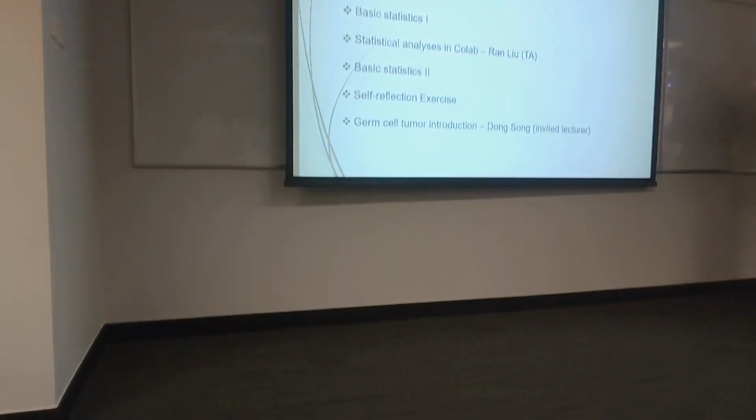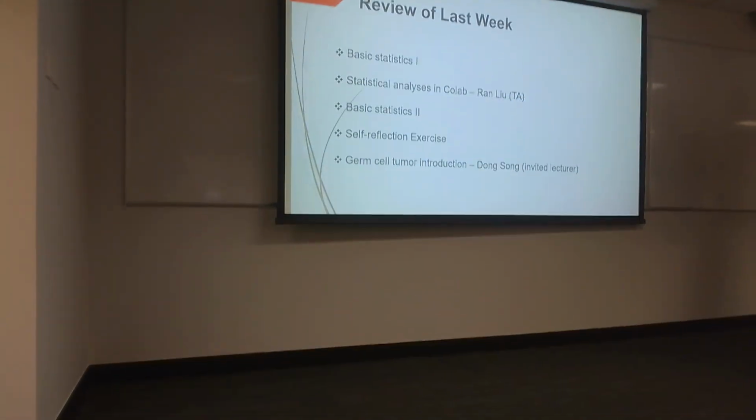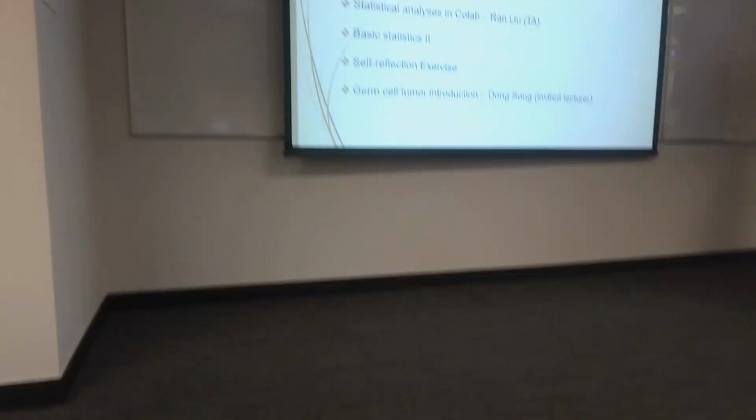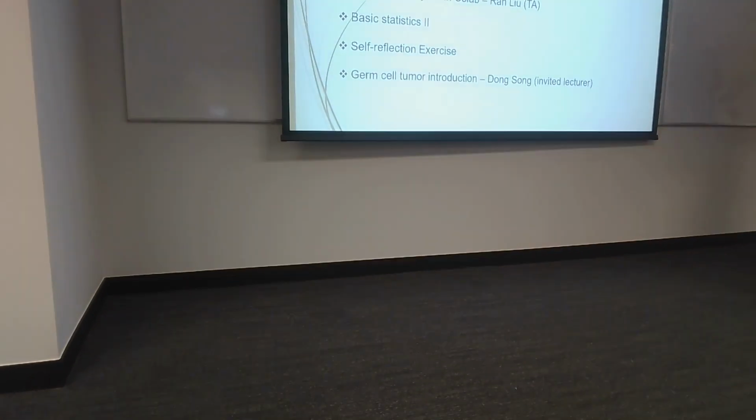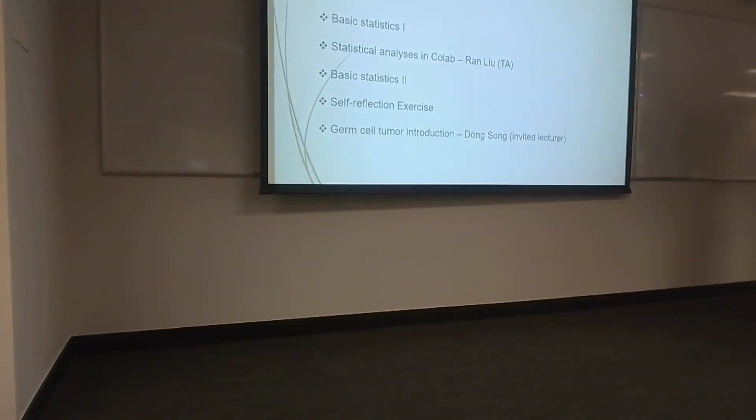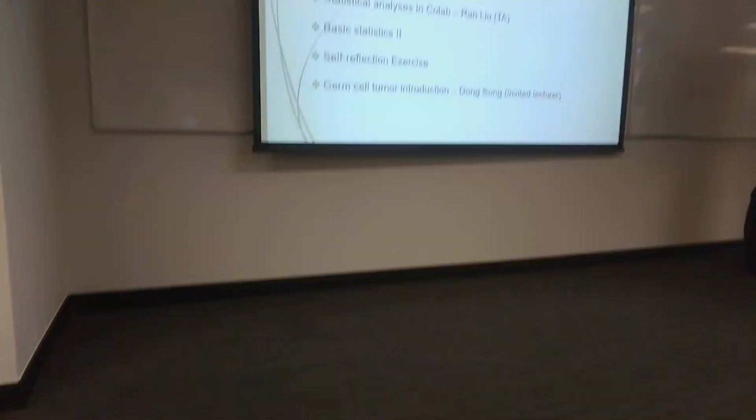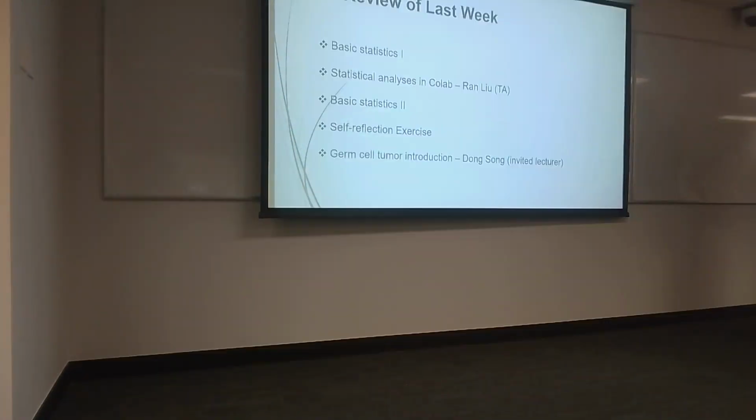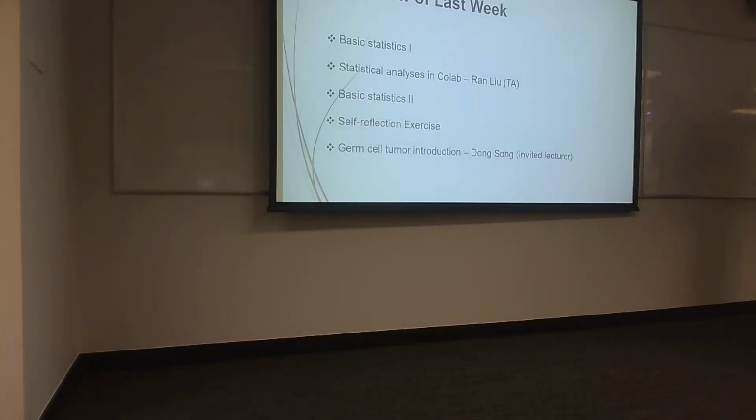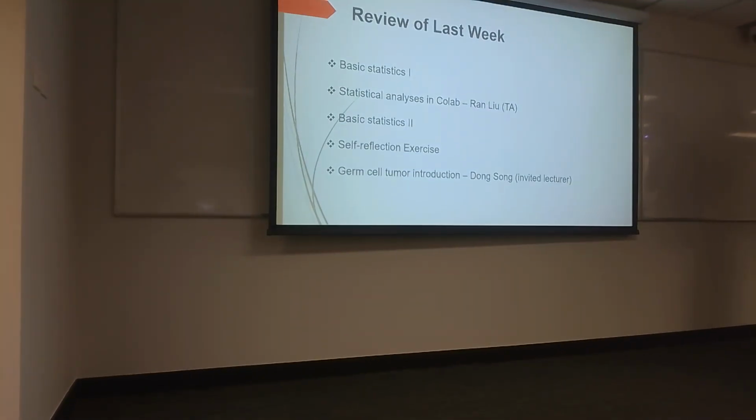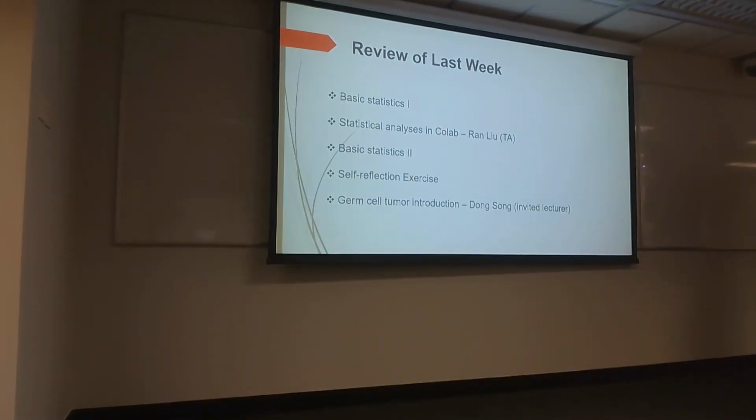If you want a more stringent, more reliable conclusion, then you could change your cutoff to a smaller value, or sometimes a little bit bigger value if you don't have any conclusion, right? So this is actually the typical statistics analysis. And Dong also introduced the germ cell tumor very briefly.